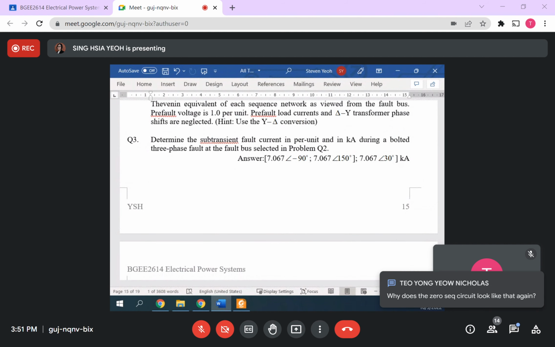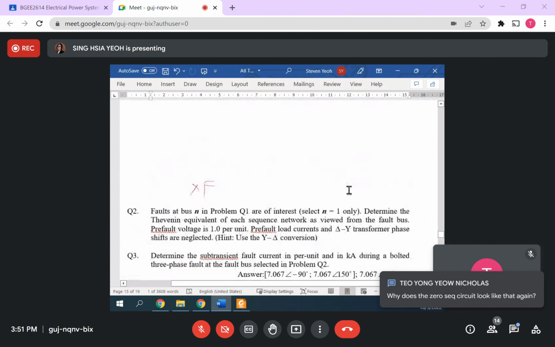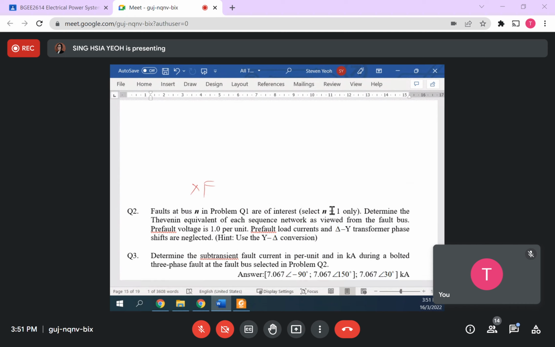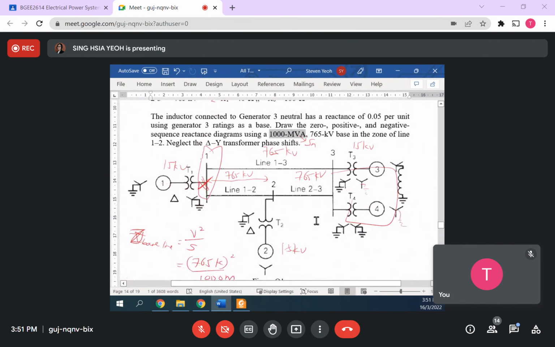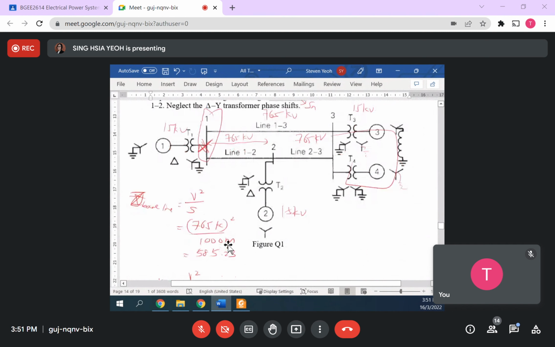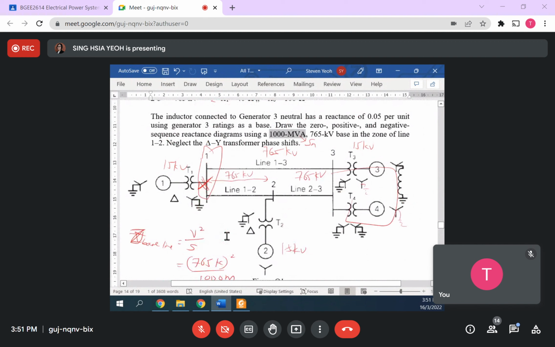Why does the zero sequence look like that again? Actually, if you want to ask, it can be explained in a very complicated and very detailed way. But I don't really care about this Y delta thing. If you look at your past year questions, to ease your work, I will put all Y transformations as Y with ground, then the negative sequence and zero sequence will be the same.